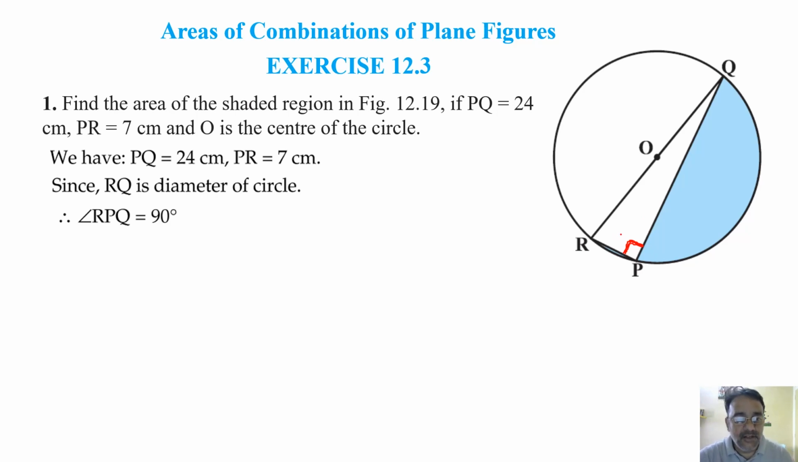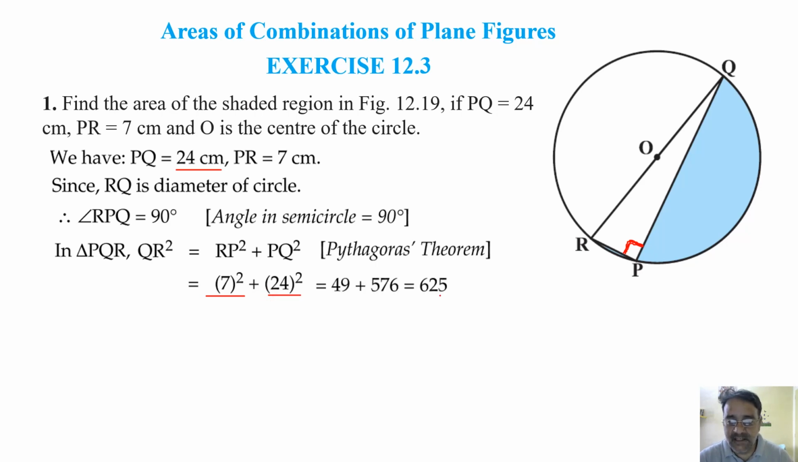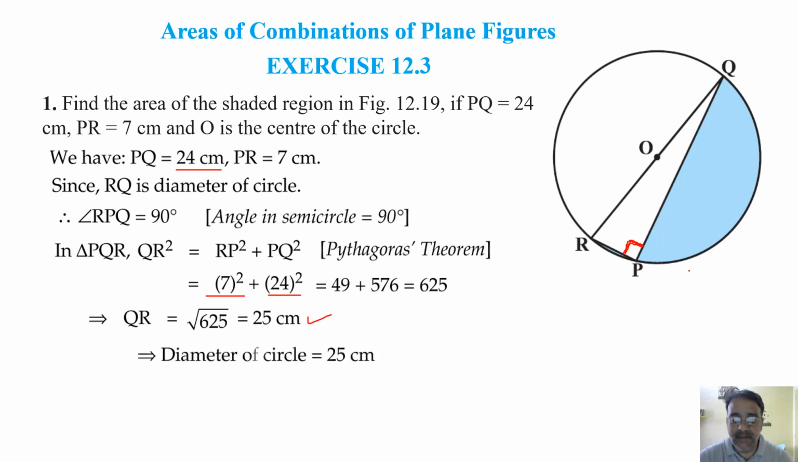If we apply Pythagoras theorem, we'll get QR square is equal to RP square plus PQ square, right? So PQ और RP दिया हुआ है. RP is 7 centimeter, PQ is 24 centimeter. So 7 square plus 24 square, 49 plus 576, so we'll get 625. And what is the square root of 625? 25. Very good. So QR हम लोग को यहाँ पे मिल गया. Now QR is the diameter of this circle, so the radius will be 25 by 2.